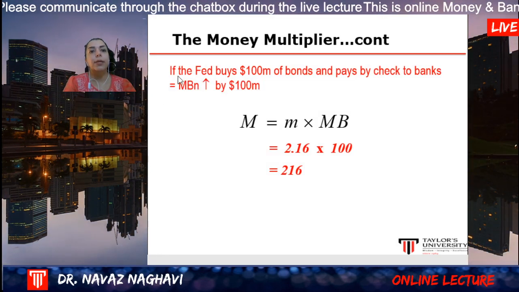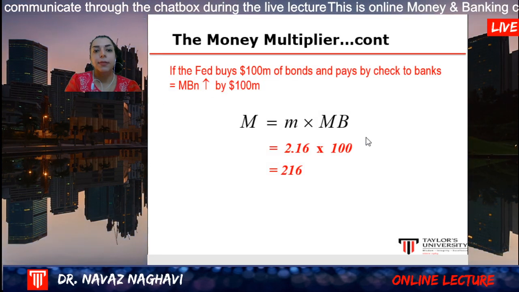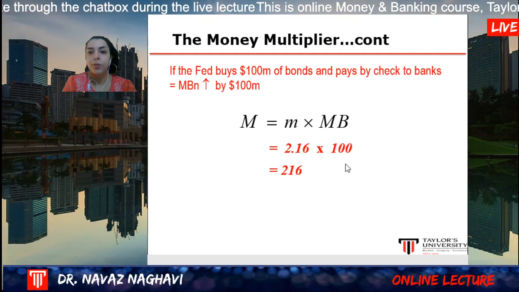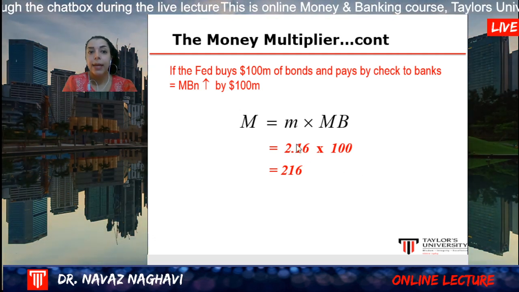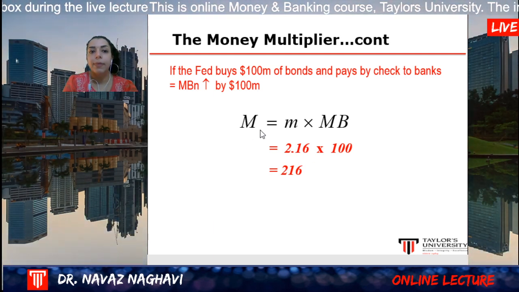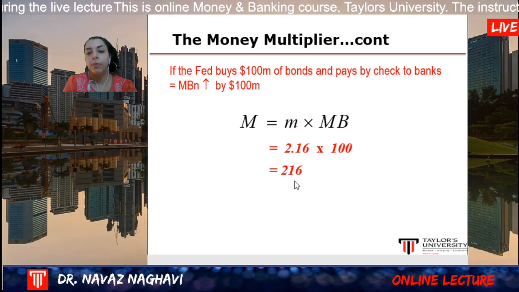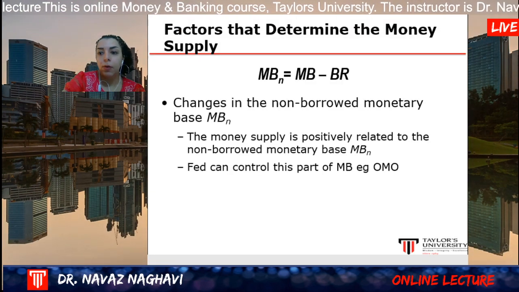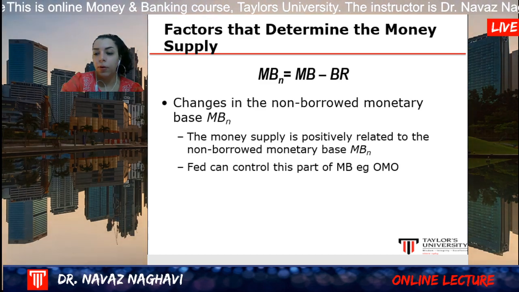Okay, so here you can see the money multiplier example, where MB has a 100 unit increase in reserve. Then we calculate that the money multiplier was 2 point something, and the total amount of the money supply is 260. So this kind of example we're going to practice together in our tutorial classes.